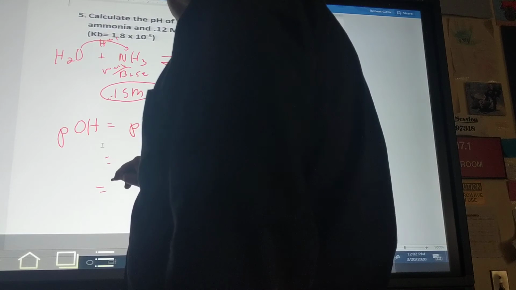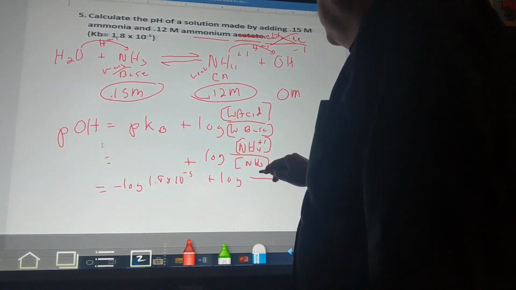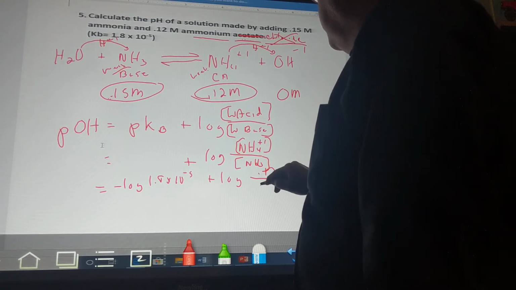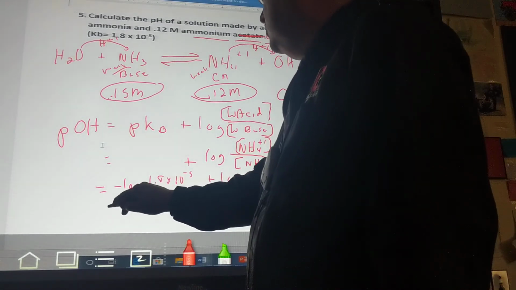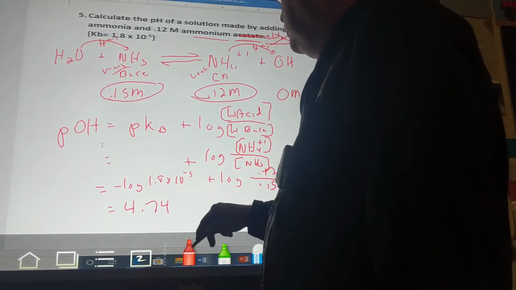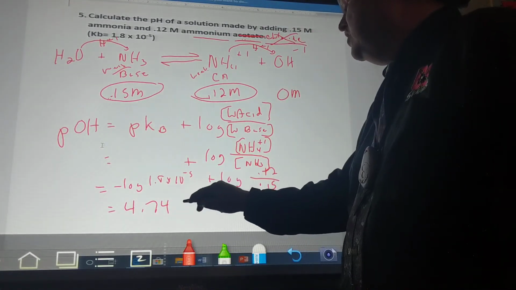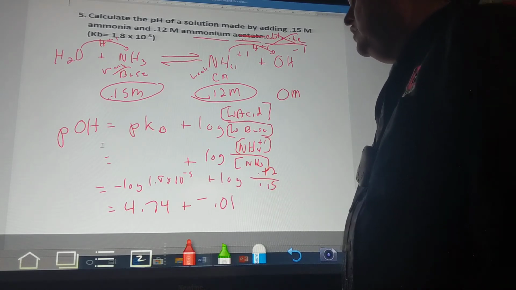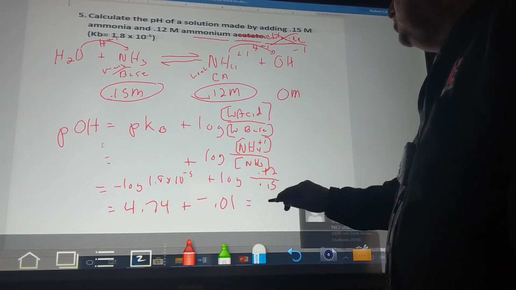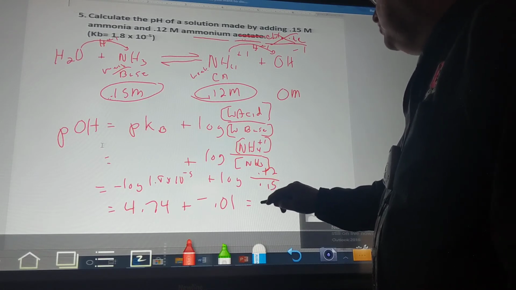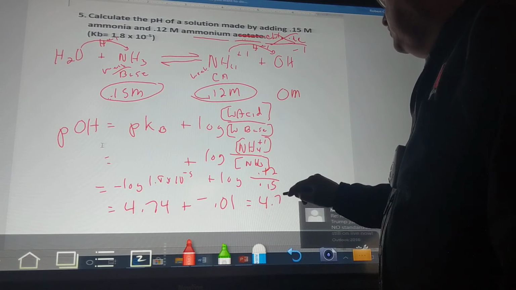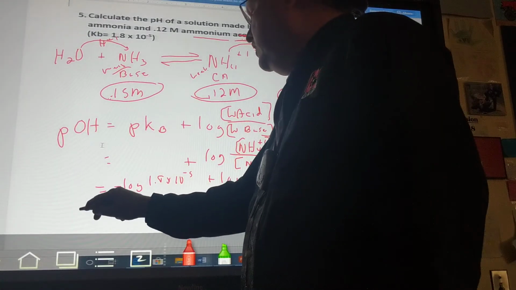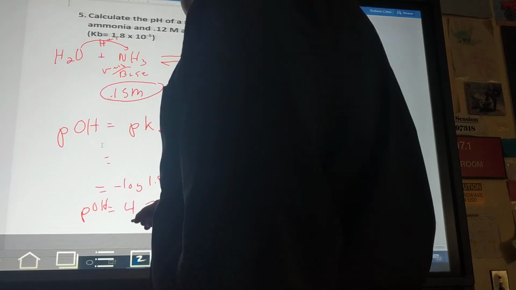The pKb, we'll just rewrite that as negative log of 1.8 times 10 to the negative fifth, plus the log of 0.12 over 0.15. This number is 4.74, and this number comes out to be plus or minus 0.01. So your pH hasn't changed a lot. That's what buffers are all about. It's 4.73, and that's the pOH.